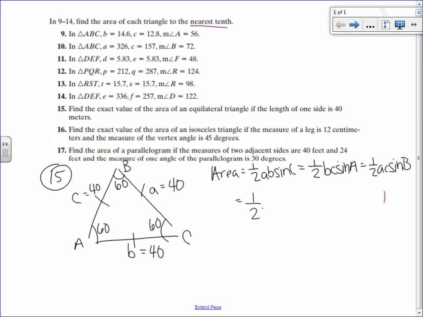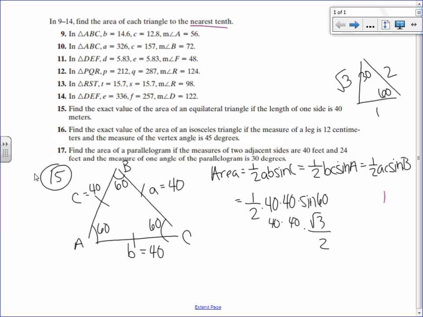You're going to be doing 1/2 times 40 times 40 times the sine of 60. Alrighty, and it wants the exact value, so be careful, you can't put the sine of 60 in your calculator. Alright, this one we need to use our 30-60 triangle. 1, 2, square root of 3. The sine of 60 is going to be the square root of 3 over 2 times 40 times 40 times 1/2.